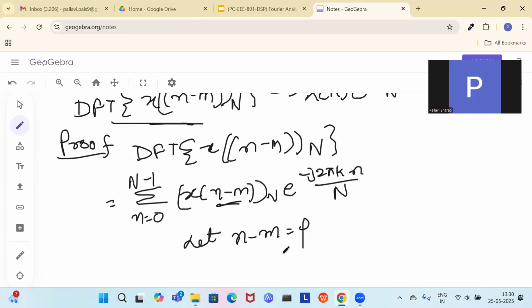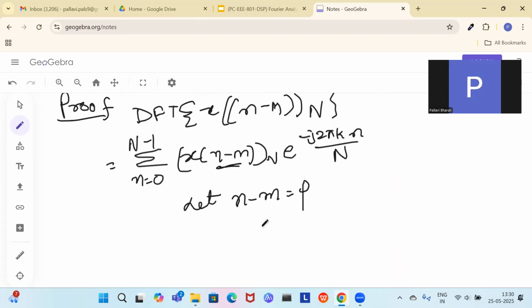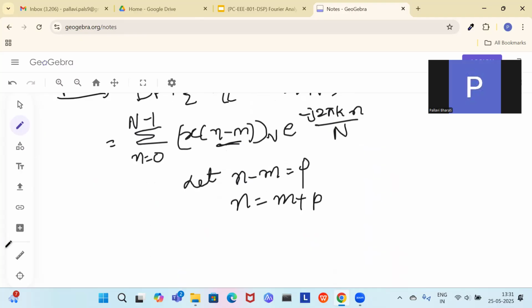Okay. Now if n minus m is equal to p, in the place of small n, you can write m plus p. So let us rewrite this part. That is, the sum over n equals 0 to N minus 1 of x[n minus m]. So n minus m, what we have taken it? p. So I will directly write here x[p].